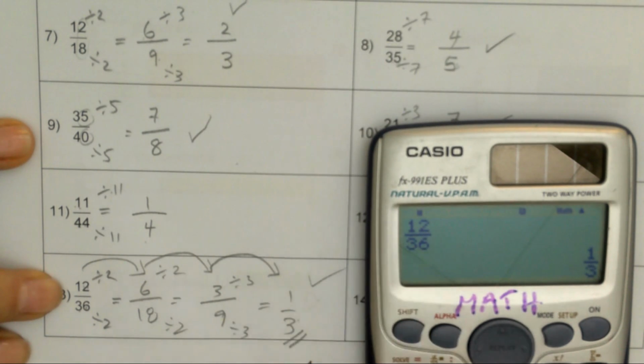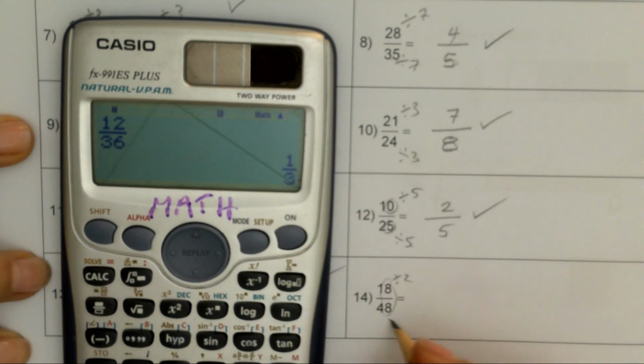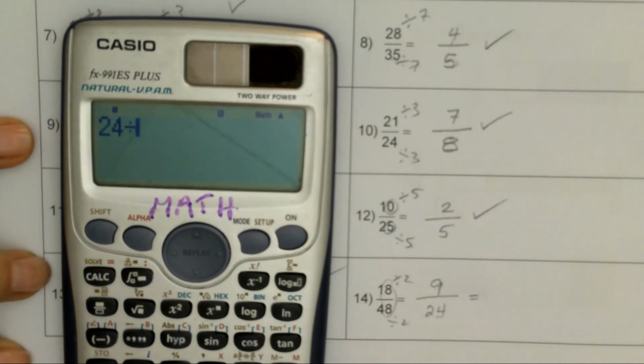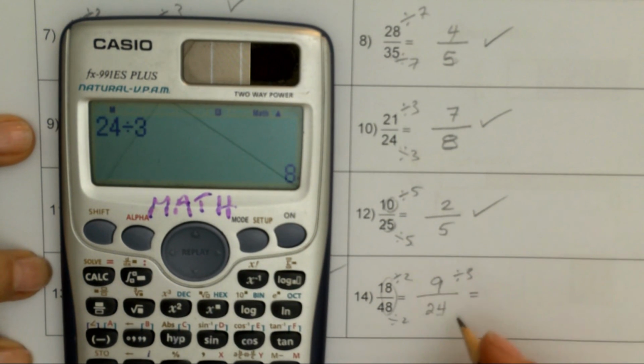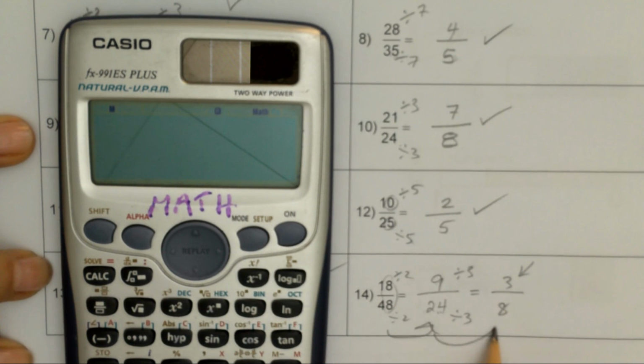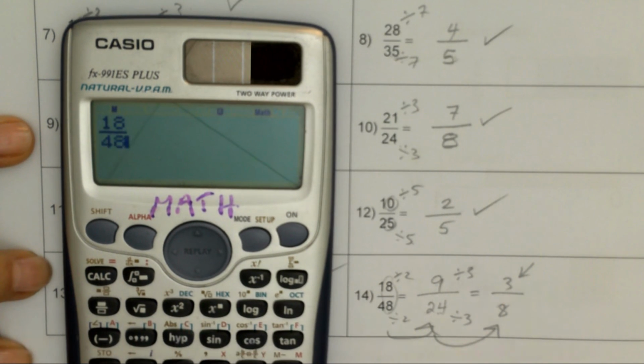Yes. Last one. They're even numbers, so I can divide by 2. That's 9. Half of 48 would be 24. 9 is only 3 times 3. Can I go 24 divided by 3? Let's check. Yes. So I can divide by 3. So that's 3 over 8. 3 is a prime, so I have to stop. I can't make it any smaller, so I've reduced it to its lowest terms. Yep, good.